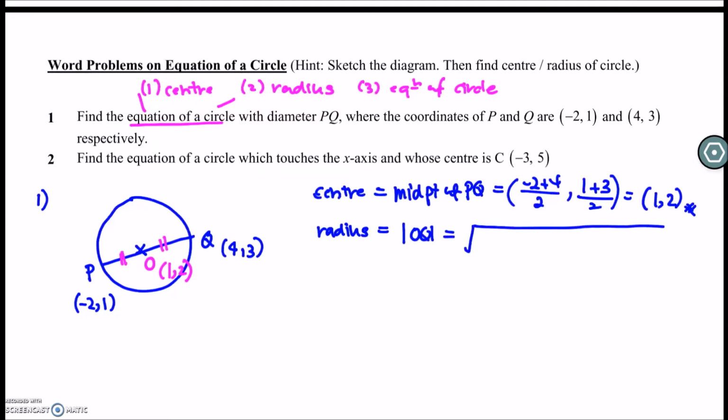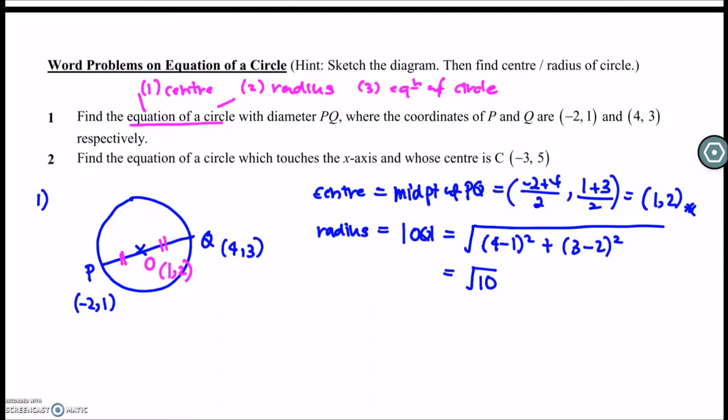which is square root of (x1 minus x2) squared plus (y1 minus y2) squared. So we can take 4 minus 1 squared plus 3 minus 2 squared. So we can simplify the expression to get square root 10. Okay, it's not necessary to express our radius in 3 significant figures because this is just an intermediate step. So since finding the center and radius are done, we can continue to find the equation of the circle.